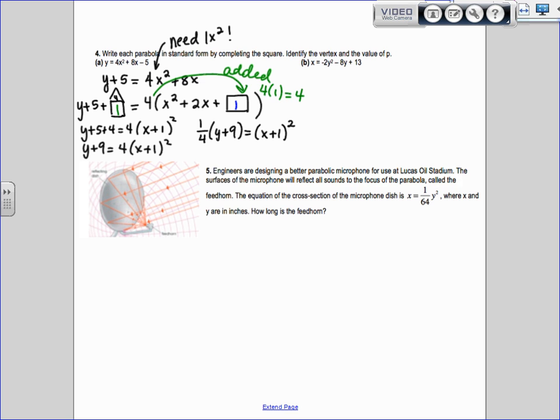That's why I was saying I didn't really think this through. I didn't think, oh, when I divide that over, I'm going to get 1/4, not 4, like I was trying to get. Whoops. So what's your vertex?